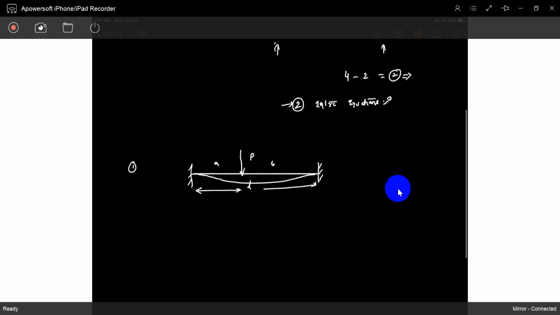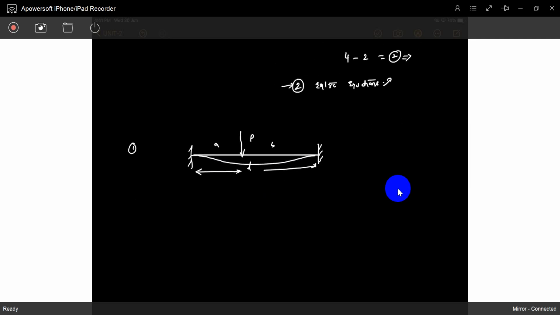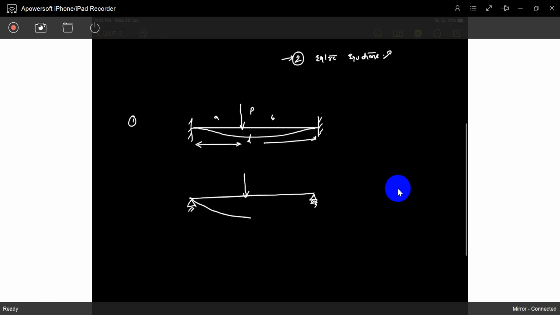First we will separate it. If it is simply supported and load is there, how will it deflect? It will deflect like this, with theta A and theta B at the supports. So what is the bending moment here? The bending moment is a b by L times the load, and it is positive.